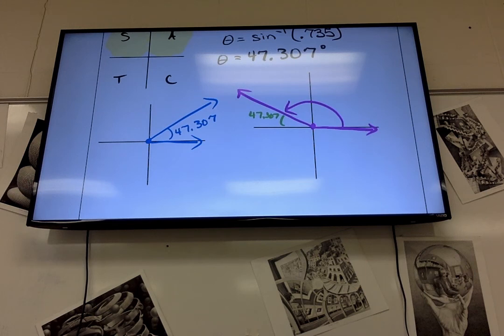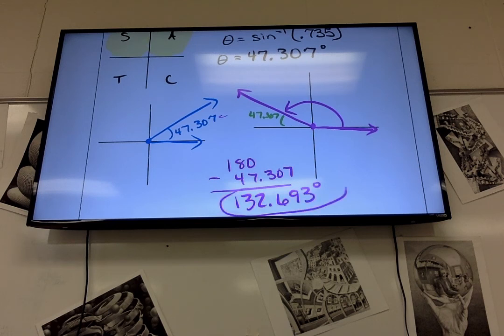Because the half circle there is 180 degrees, and what's taken out is the 47.307. So 180 minus that is 132.693. So there's one answer, and there's the other answer. The drawing helps us to figure out our 2 answers. You don't have to draw it, but it's going to help you figure out what to do.